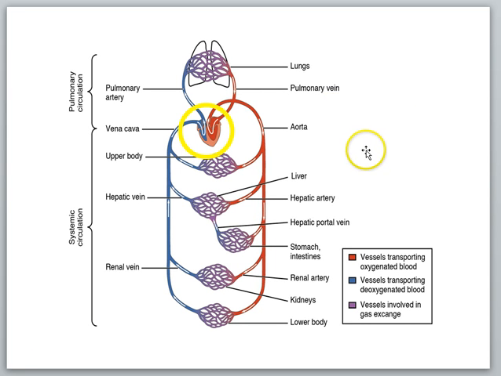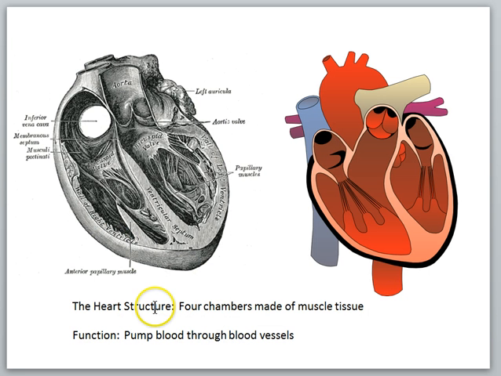Let's look at a little more detail at the different functional parts of the system. We'll start with the heart. Well, what is the heart? Well, the structure of the heart is that it's a four-chambered organ made of muscle tissue. So here we see there are hollow chambers here, and the walls of each chamber are made of muscle tissues. There's a thick muscular tissue layer here, and then the walls over here are all made of muscle tissue.